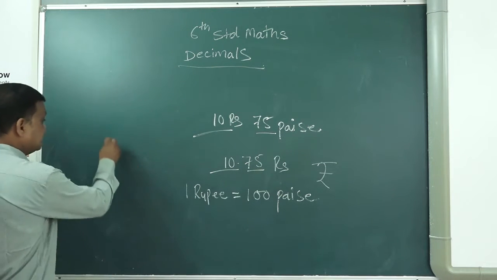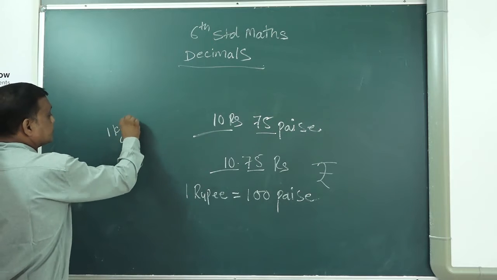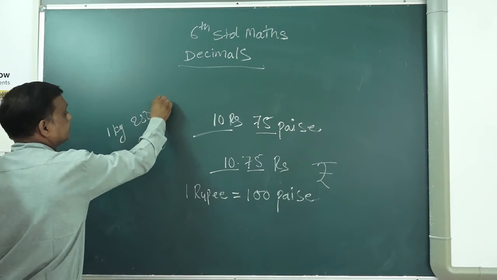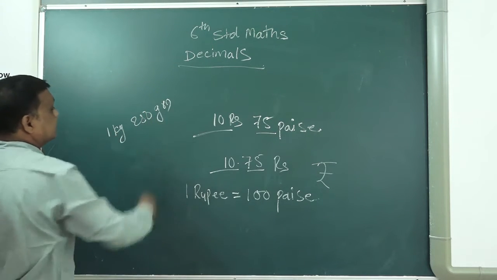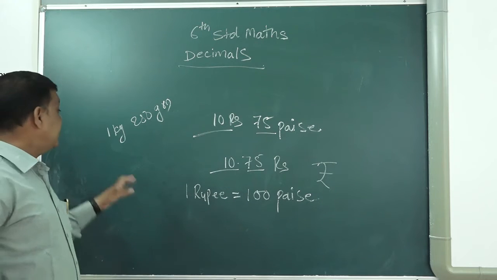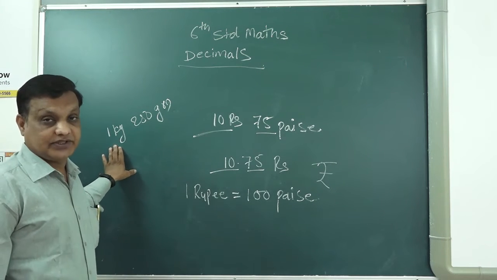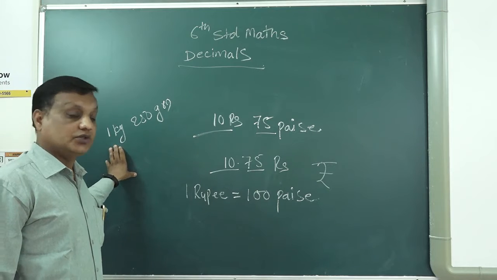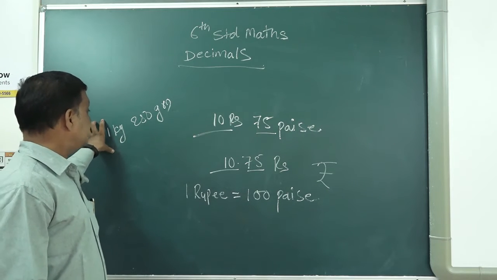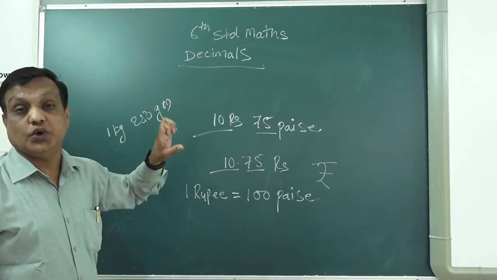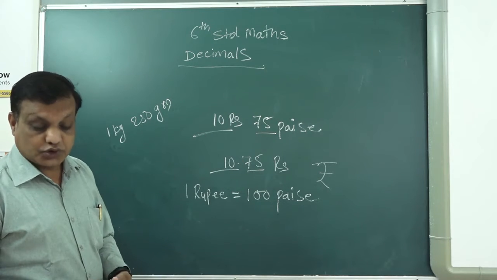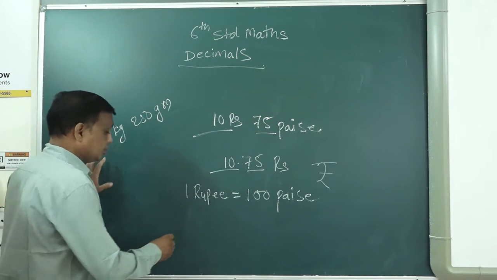One more example I will take: 1 kg, 250 grams. So you know that 1 kg means how much? 1000 grams. So this 1 kg, 250 grams I want to show in a decimal. How will I show this in a decimal?